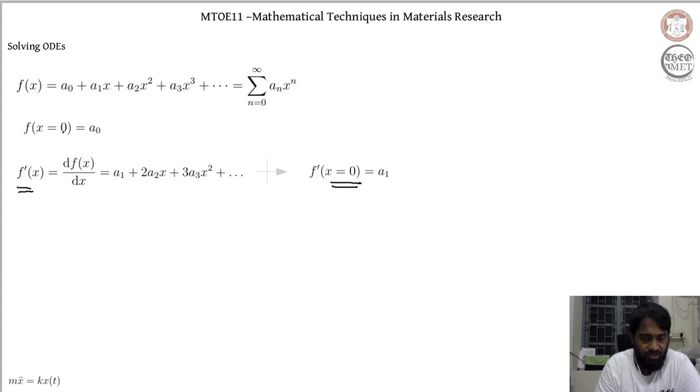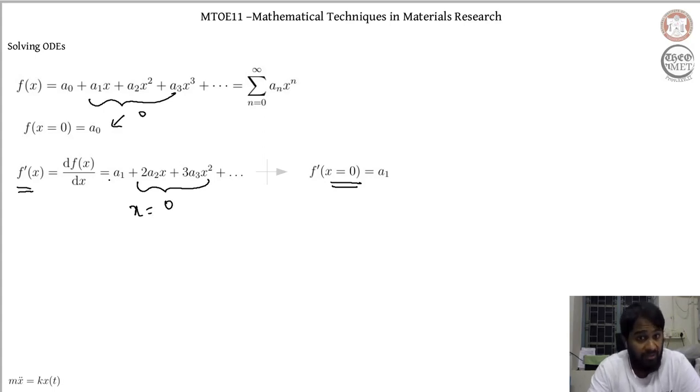A0 is my initial condition. A0 is obtained when I substitute all my x's to be 0. When I make all these terms 0, I end up having my A0. Now to arrive at A1, I take the first derivative of my f of x, and then I turn all the other terms to 0 by substituting my x as 0. Now this gives me A1.